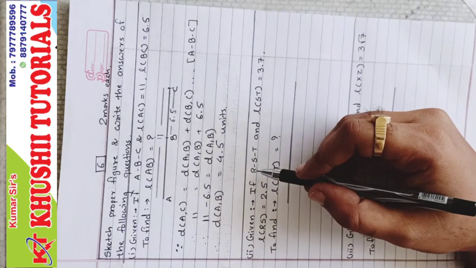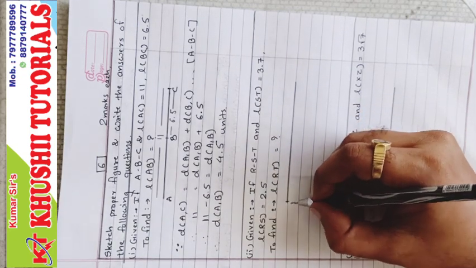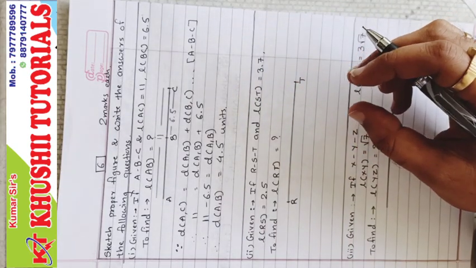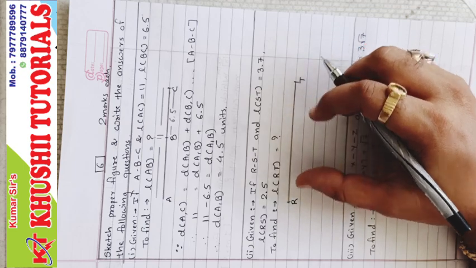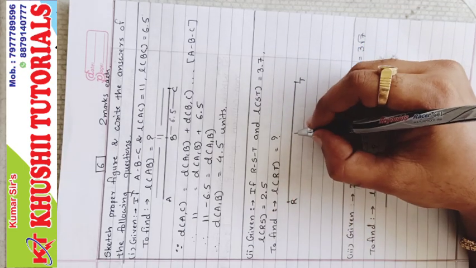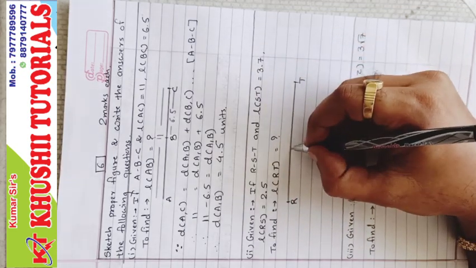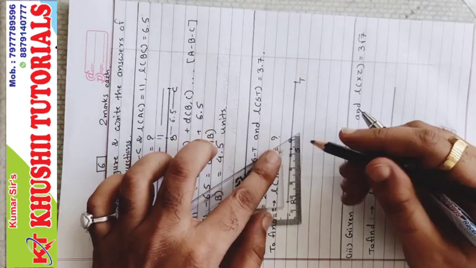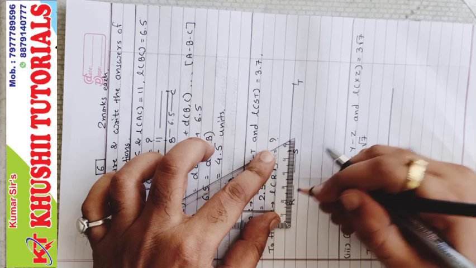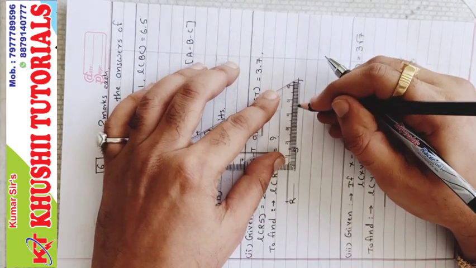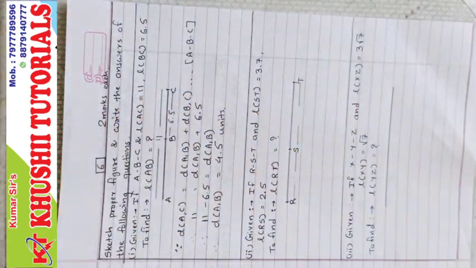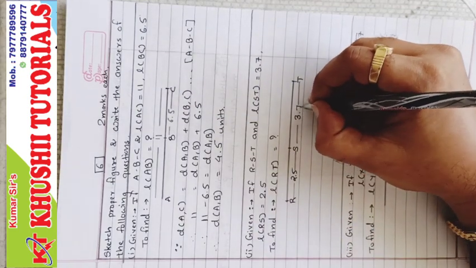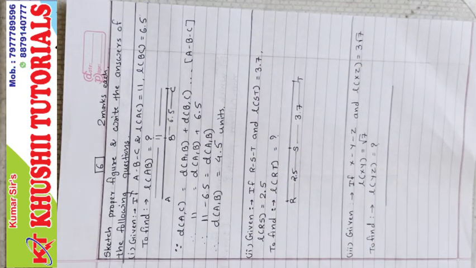Second sum: R-S-T. ST is 3.5 and RS, okay, so definitely here the distance is greater, so S will come on this side. So RS is 2.5, ST 3.5, 2.5 and 3.7, not 3.5, 3.7.